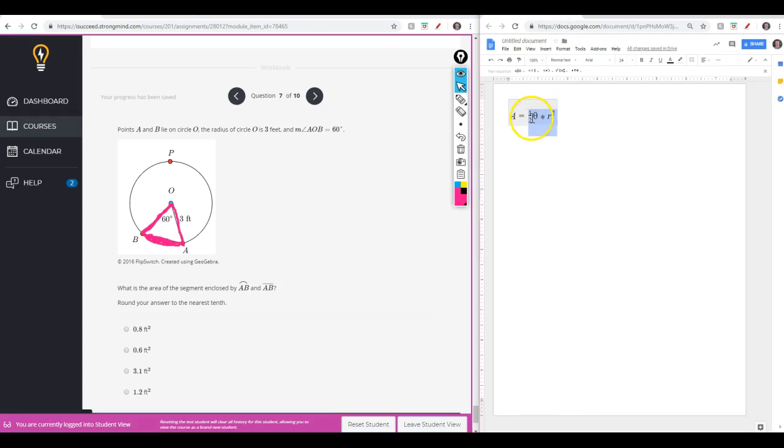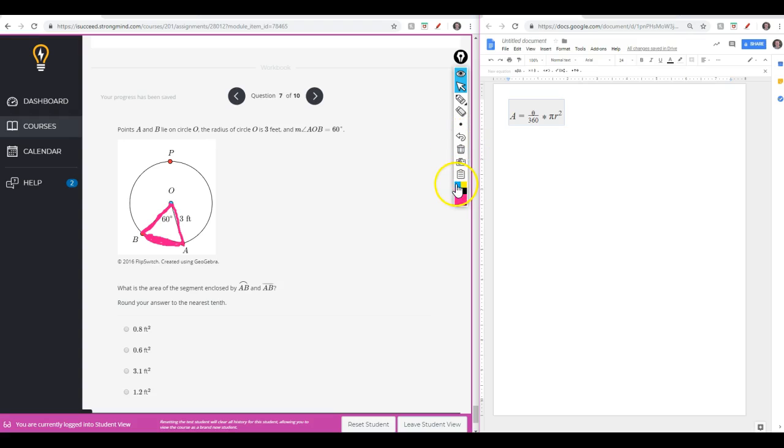So we have theta divided by 360 being multiplied by pi r squared, which is the area of the circle. So we're taking our fraction of the circle and multiplying it by the total area to find out our portion. Now that's just the area of this whole sector.